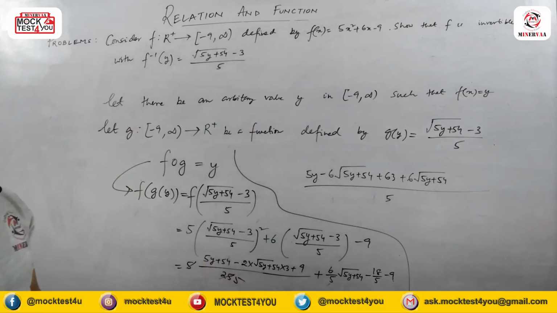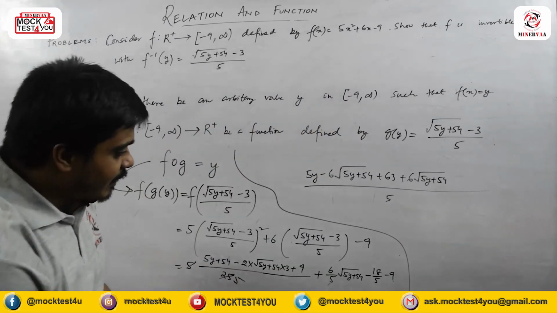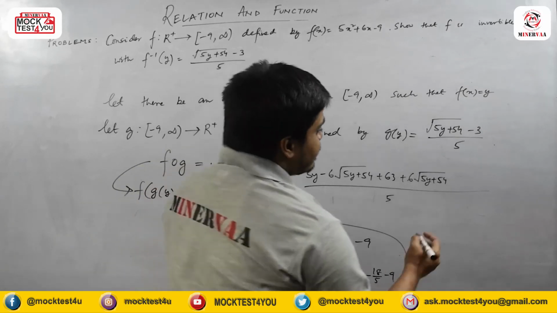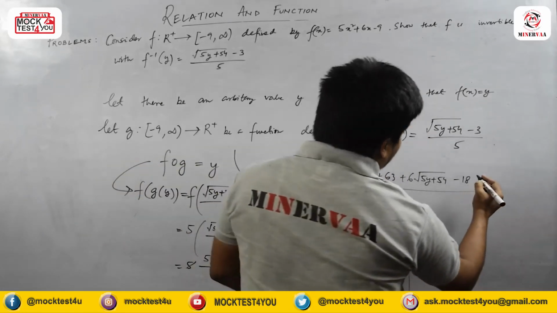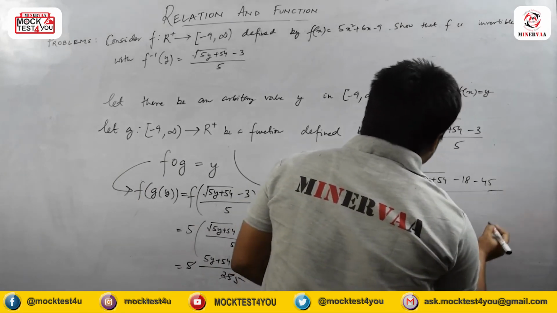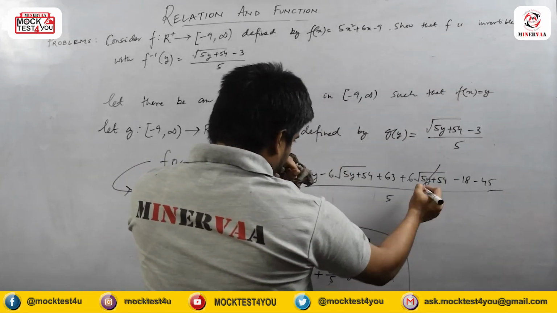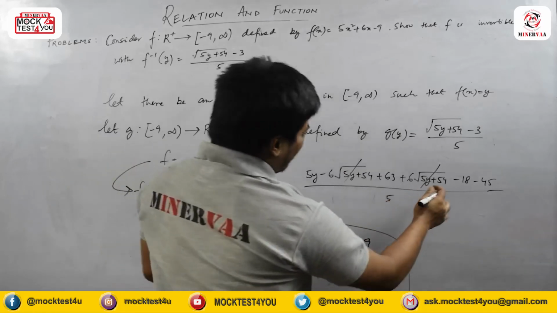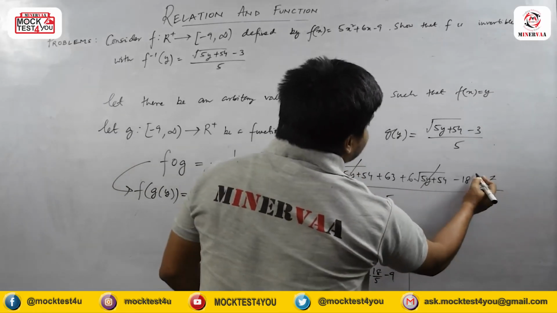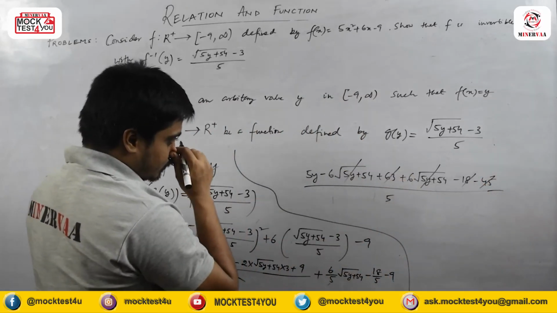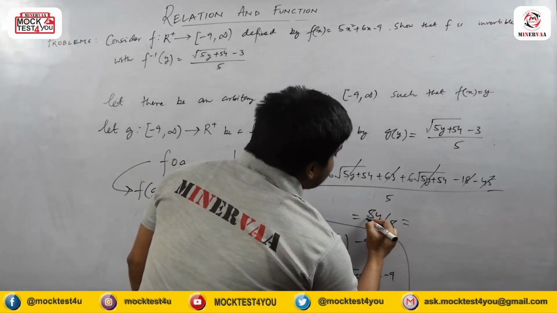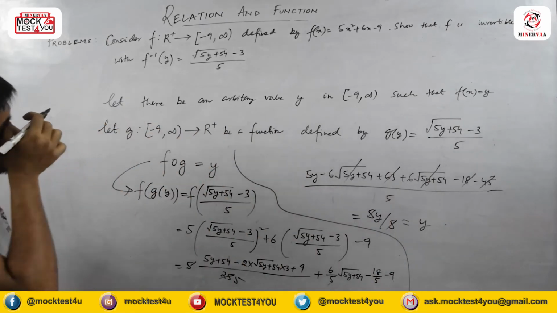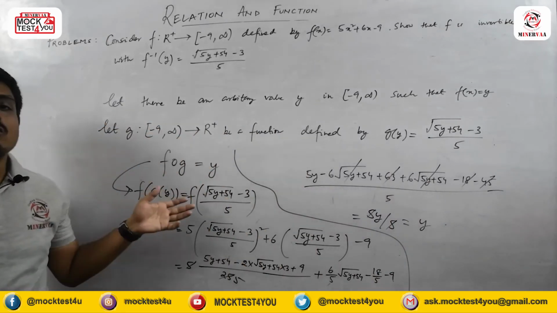I know it's bigger, but now it will cut. Everything will cut now. So I get minus 18 in here. And I get minus 5 9s are 45. So this is what we have, right? So this one and this one goes. Now you see 18 minus 45, 63. So what we get? y. So that's proof that f of g is equal to y.